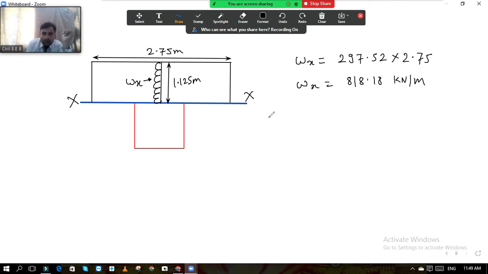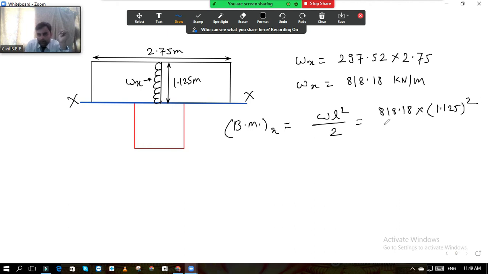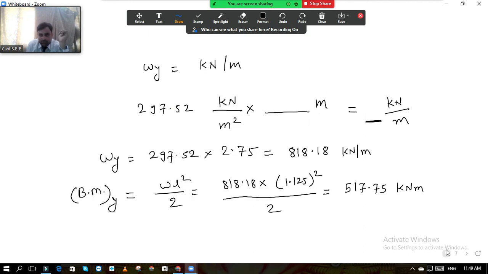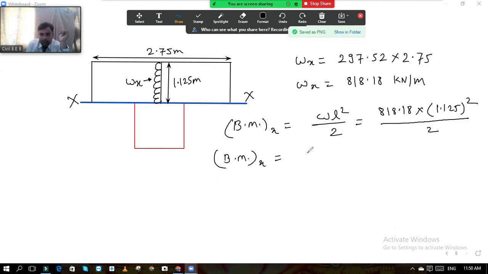Again, the bending moment in the X direction is WL square by 2, which is again the same: 818.18 into 1.125 square divided by 2. What was the answer we calculated previously? The bending moment in the x direction is 517.75 kilonewton meter.